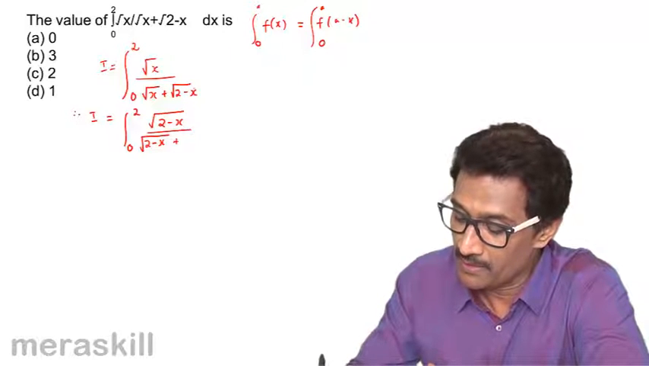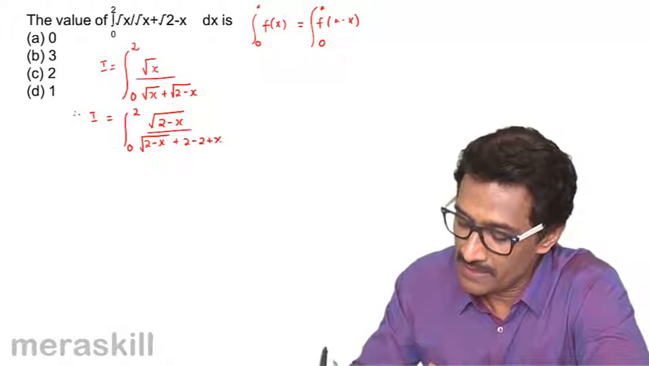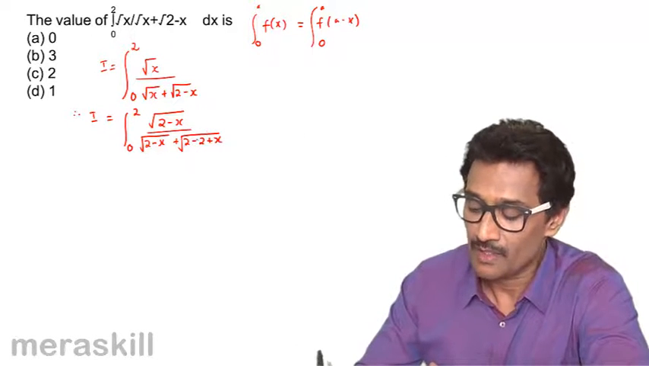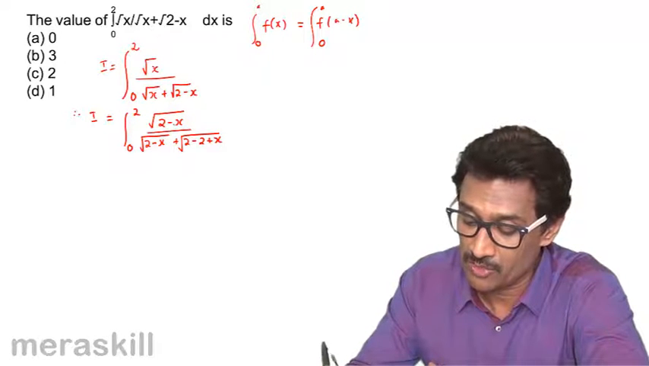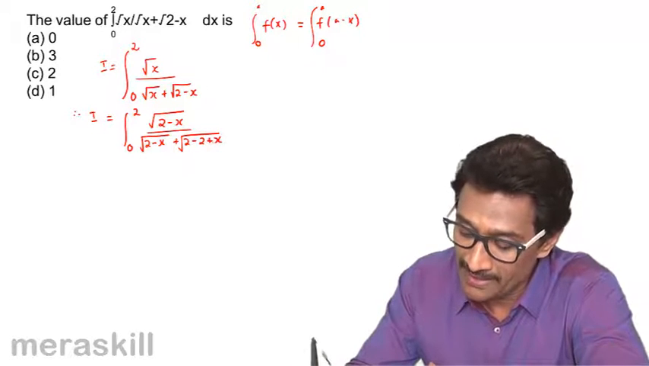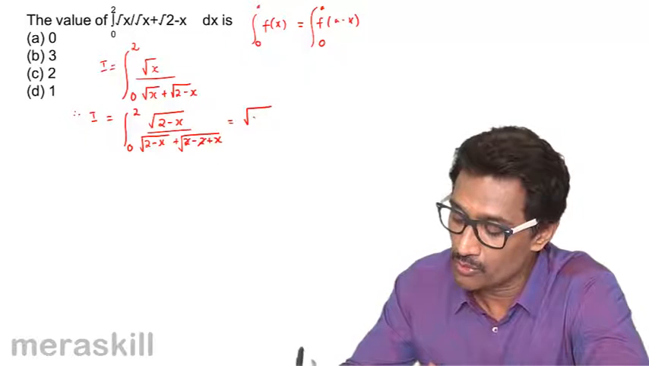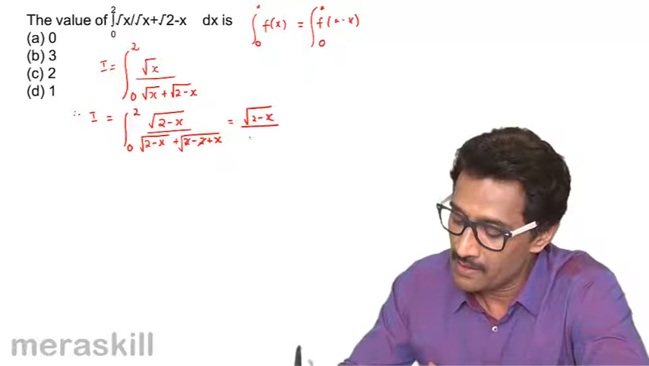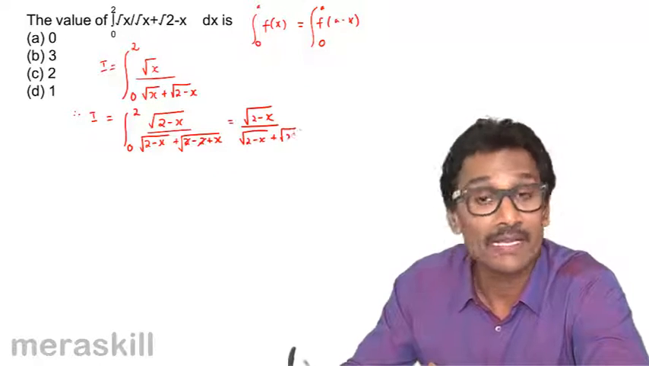and this one will be 2 minus 2 plus x, because wherever there is x, you are putting 2 minus x. Here instead of x, you are putting 2 minus x. So this is 2 minus 2 minus x. So eventually, this is also root 2 minus x upon root 2 minus x plus root x.